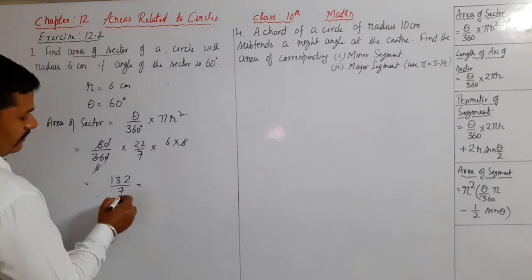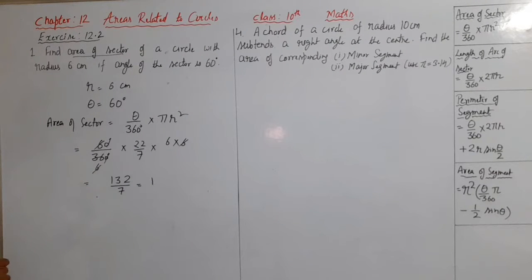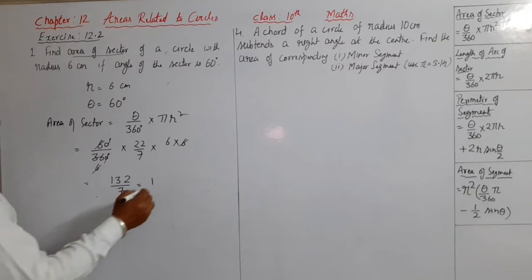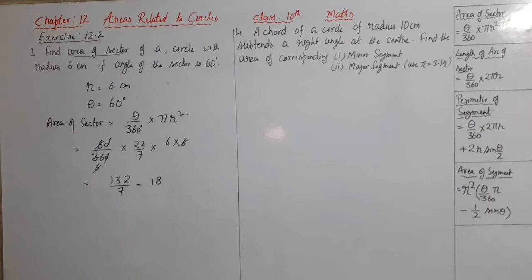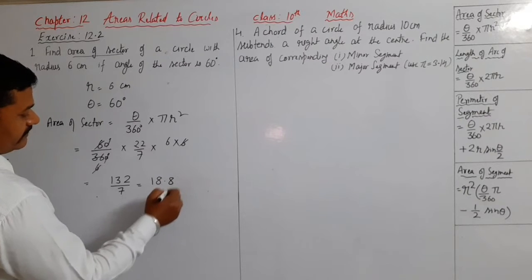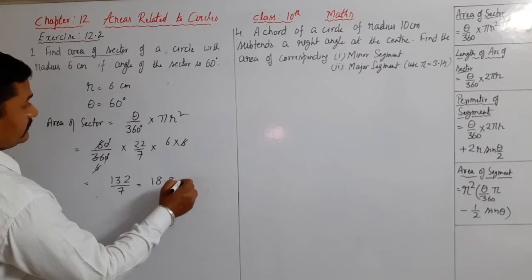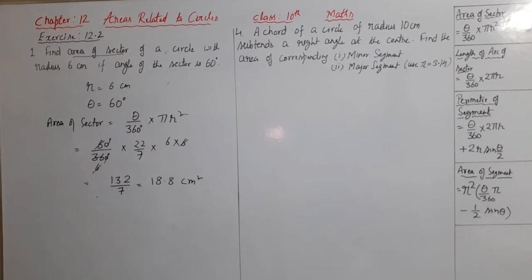How? 7 ones are 7, remainder is 6, 7 eights are 56, remainder is 6, again 7 eights are 56, remainder is 6, and this is centimeter square. So in this way we have applied the formula of area of sector when radius and central angle have been given.